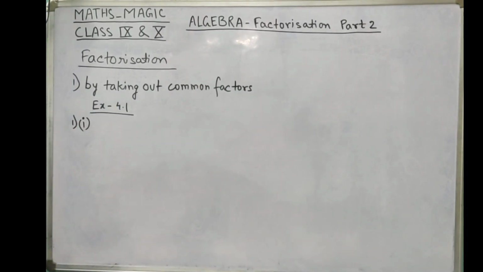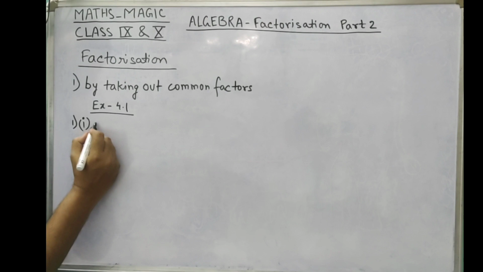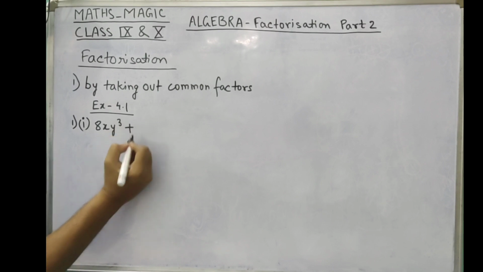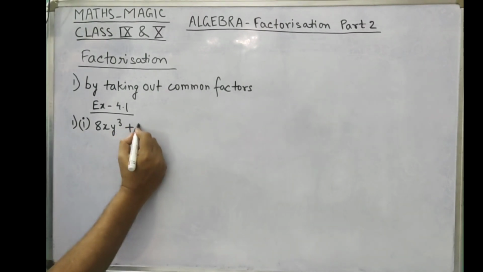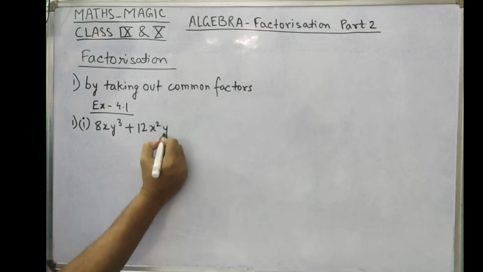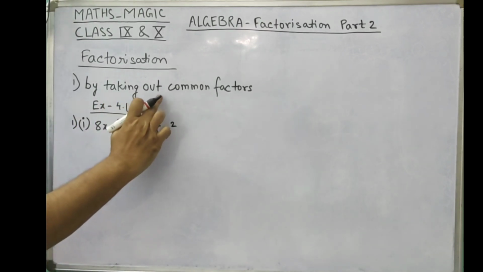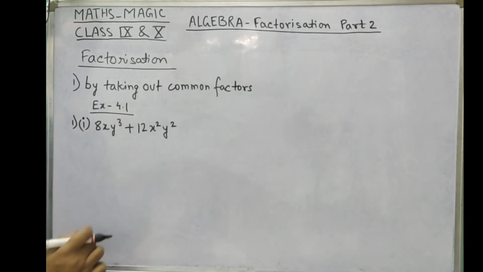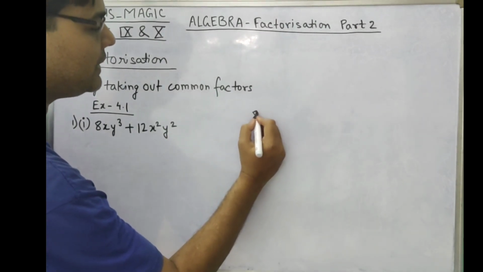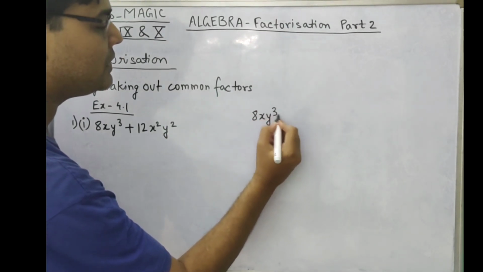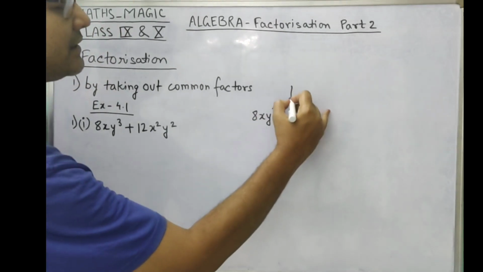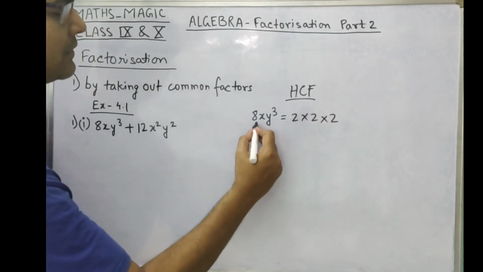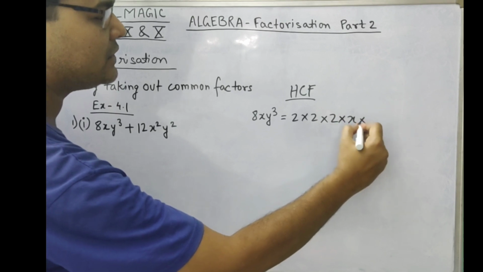Okay, so 8xy cube plus 12x square y square. Now what does this method say? It says by taking out common factors. Now what is common between these two? So let us find out. 8xy cube equals, basically we are taking the HCF, so 2 into 2 into 2, that makes 8, into x into y three times.